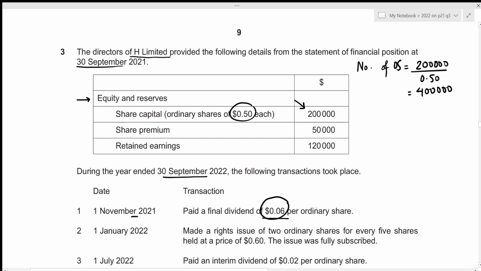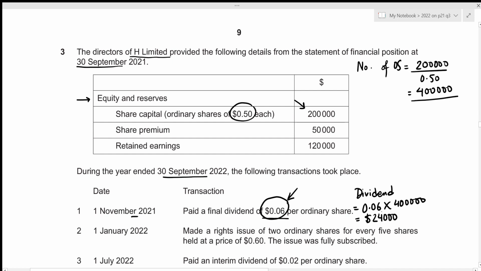Now let's figure out the total dividend paid. That is just going to be the rate per ordinary share, which in this case is 0.06, times the total number of ordinary shares, which we just figured out to be 400,000. Now our total dividend paid on the date of 1st November 2021 is going to be 0.06 times 400,000, which results in the value of 24,000.